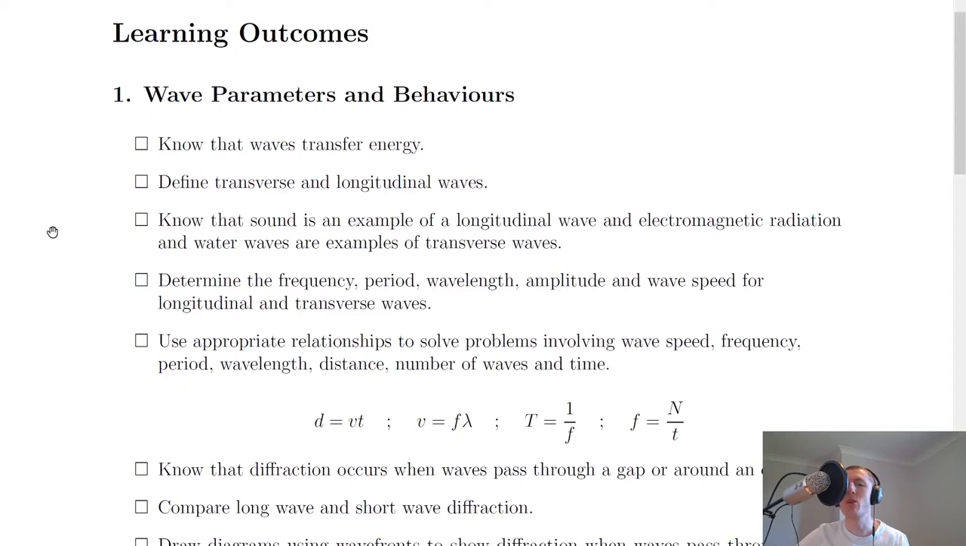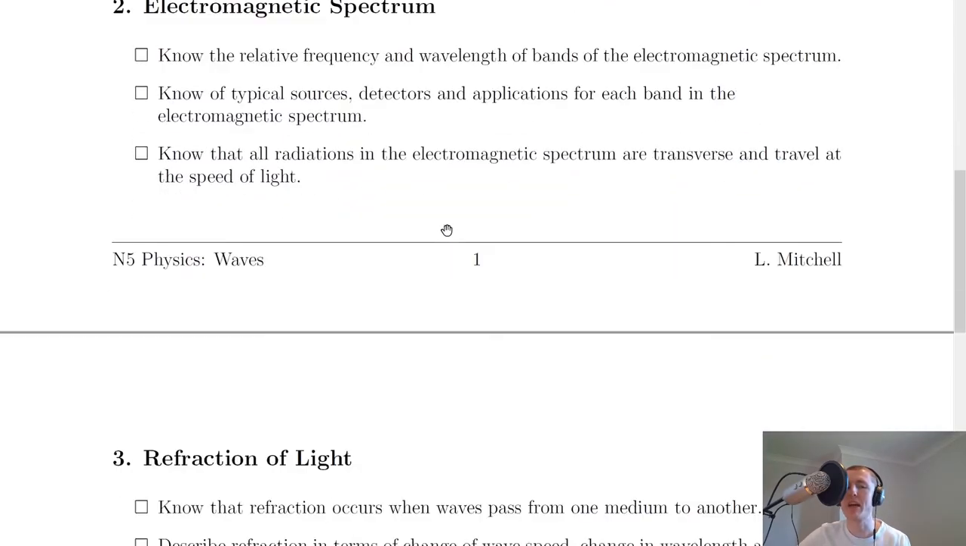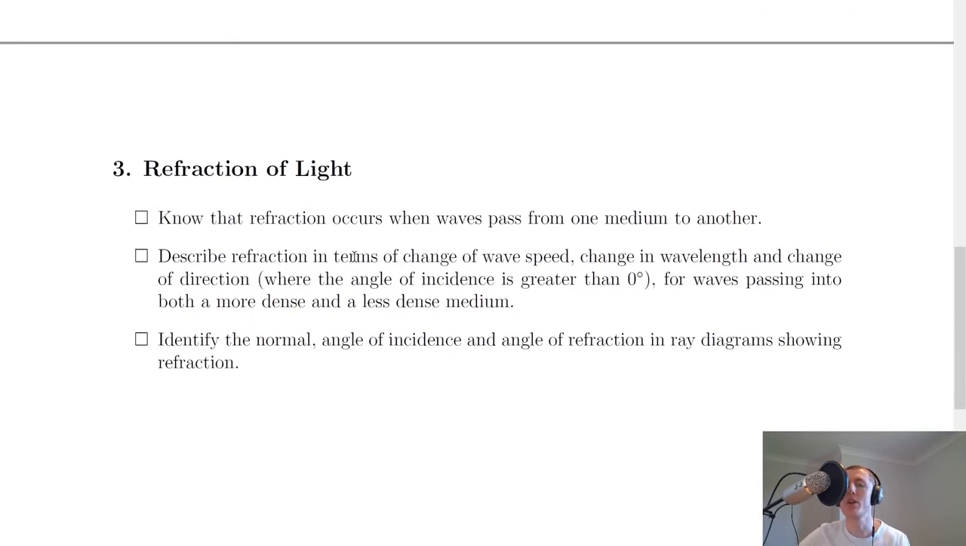The SQA split the waves topic for National 5 Physics into three key areas. So we have wave parameters and behaviours, we have the electromagnetic spectrum, and we have refraction of light. So we're going to go through each one.